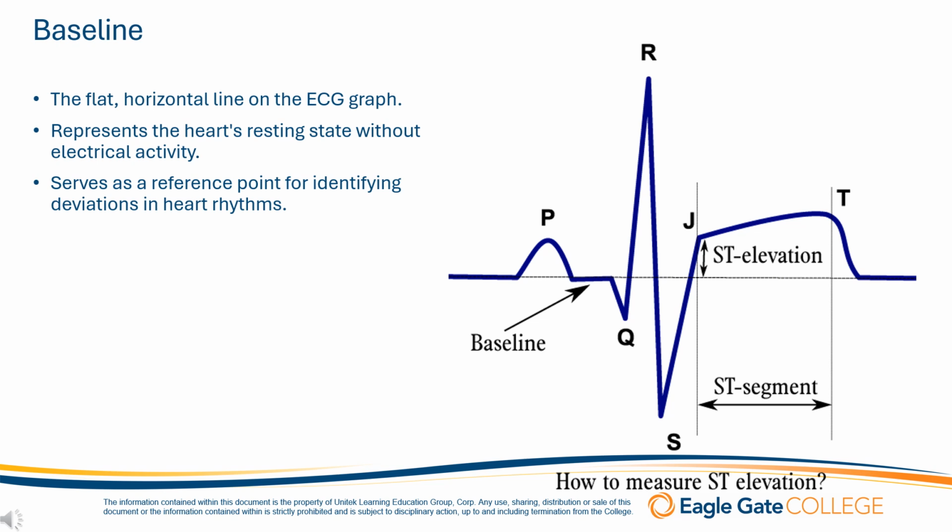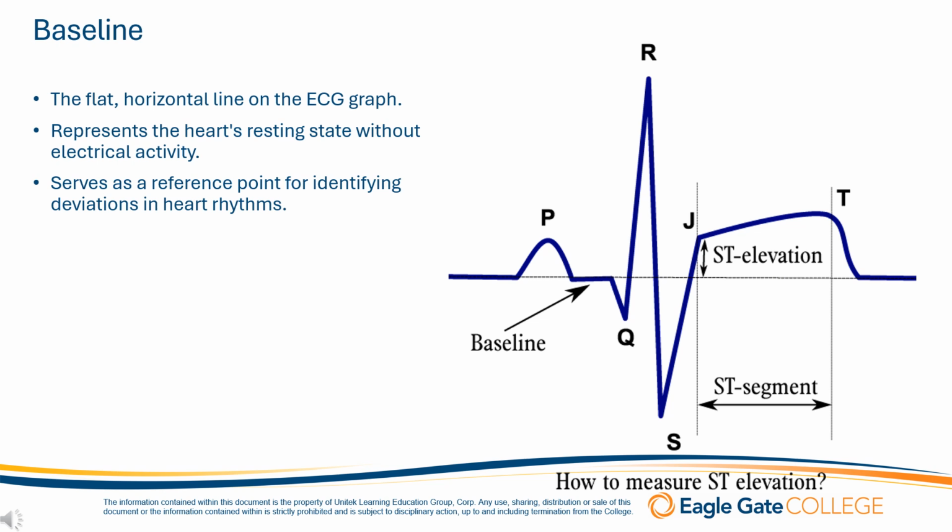So in a normal ECG, the baseline is flat and stable. It serves as a clear divider between different waves and complexes. This stability is essential for accurately measuring both the durations and the amplitudes of the P wave, the PR, the QRS complex, the ST segment, and the T wave.